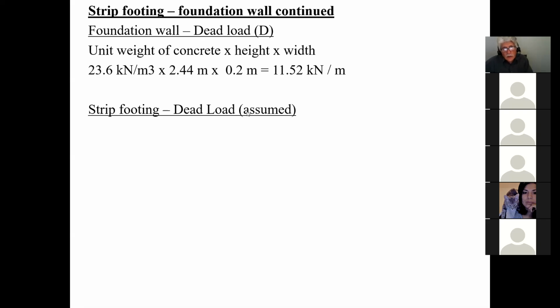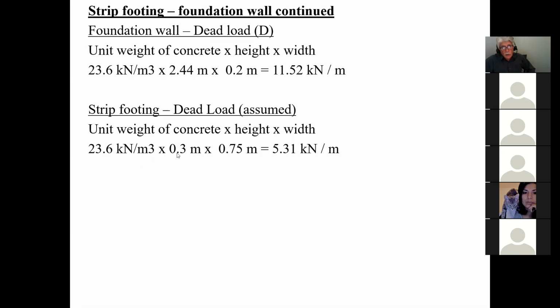So for the footing dead load, this is assumed, okay? I'm going to assume that it measures 30 inches by 10 inches, because these are the typical sizes that we use for residential houses. And if they happen to be 36, well, I'll come back and check again. So the unit weight of concrete times the height times the width. Here I'm even assuming a 1 foot thickness, not even 10 inches, and a 30 inch width. So therefore, this is an assumed weight of the footing.